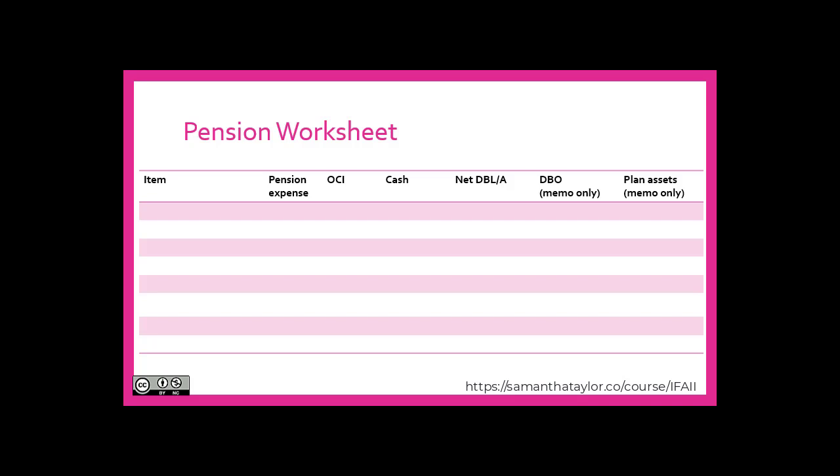The difference is that under ASPE, there wouldn't be other comprehensive income, so therefore this column for OCI would not exist. Rather, if there was an entry that we'll be talking about that would go through OCI, and you're looking at an ASPE example, you would put anything that would go through this column simply through the income statement through pension expense.